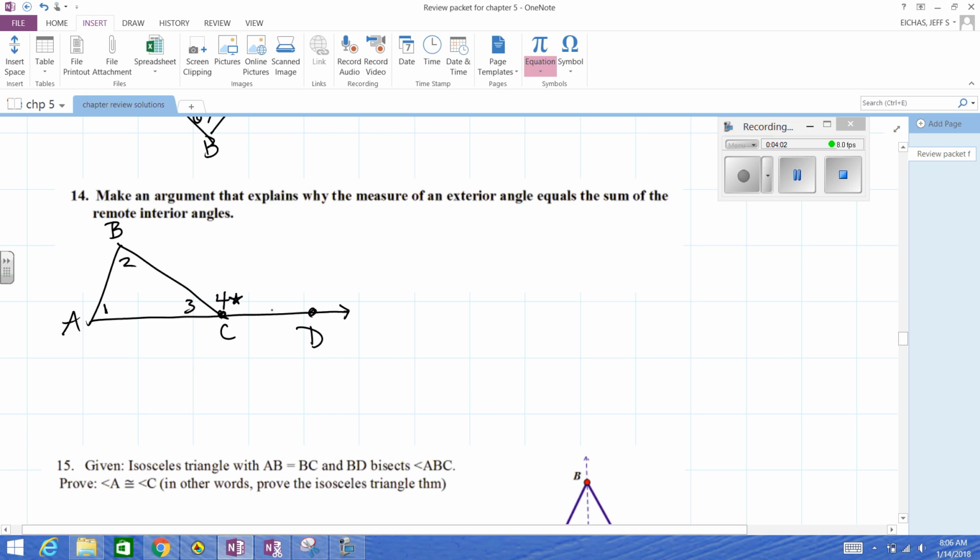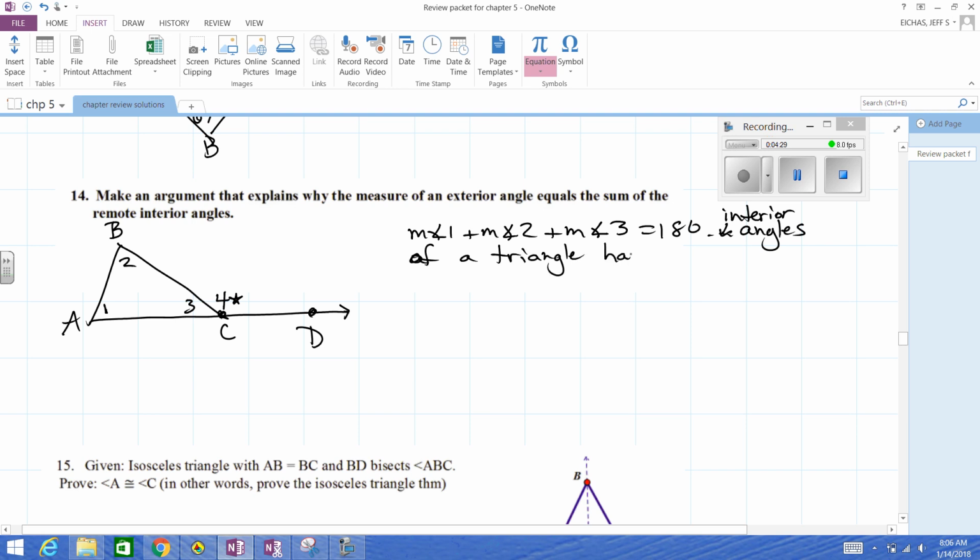Okay, so my first argument is that the measure of angle 1 plus the measure of angle 2 plus the measure of angle 3 is equal to 180. And that's simply angles of a triangle, interior angles, I should say. Interior angles of a triangle have measures that add to 180. Okay, so that's my first argument.